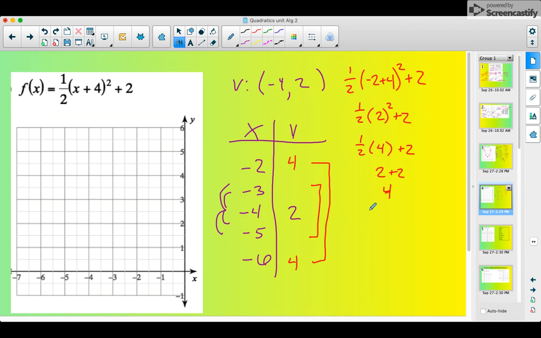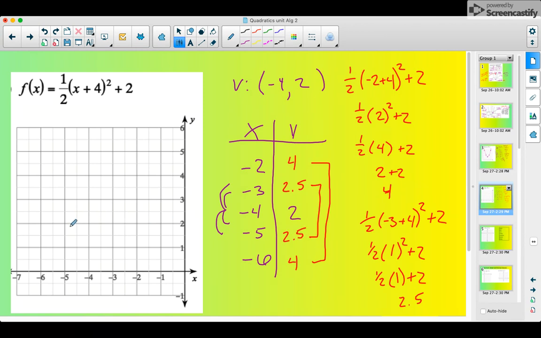I'm going to do the same thing with the negative 3 and 5. So negative 3 plus 4 squared plus 2. I get 1, which gives me 1/2 plus 2, which is 2.5.